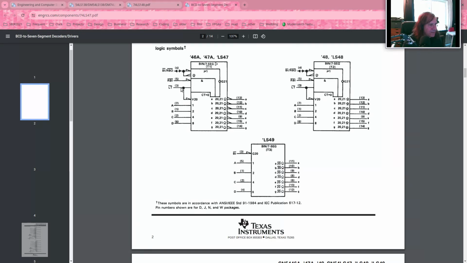So we would want to take pin 3, tie it to 5 volts through a resistor, and then RBI doesn't matter, and RBO is an output. We don't care about that.